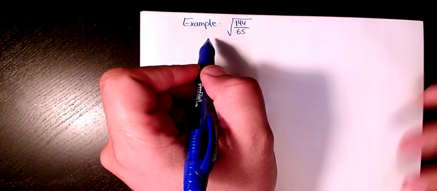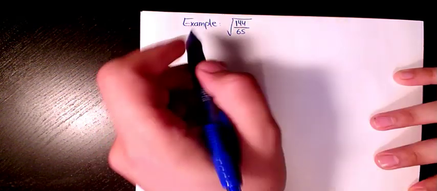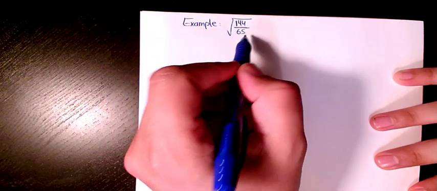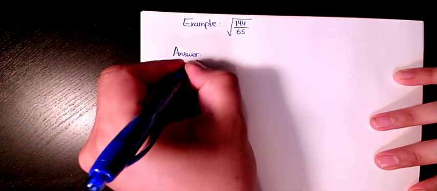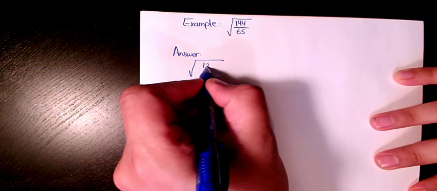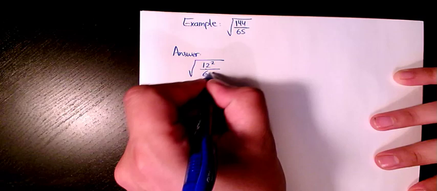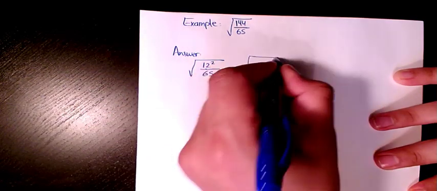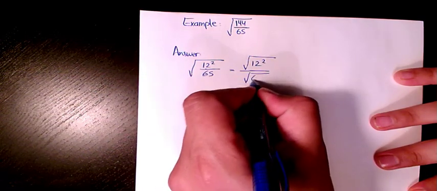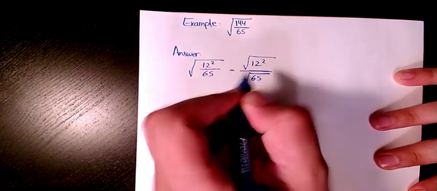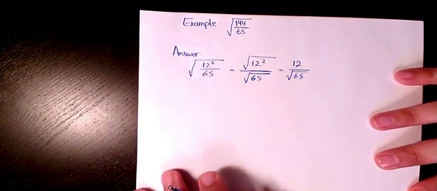Welcome to my channel. In this video I want to give you some examples for solving radical expressions. The first one is the square root of 144 divided by 65. The answer is: 144 is 12 squared. 65 is just 13 times 5, so I just keep it like that, 65. So the numerator is going to be the square root of 12 squared, and the denominator is the square root of 65. So that will be 12 divided by the square root of 65.